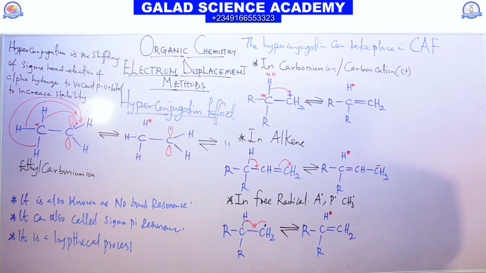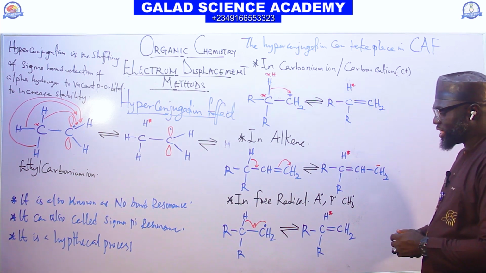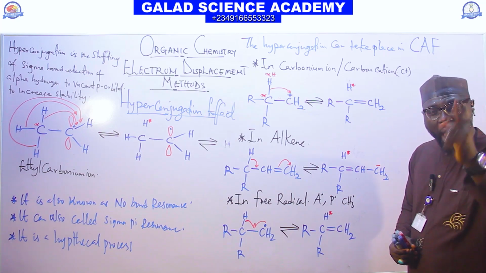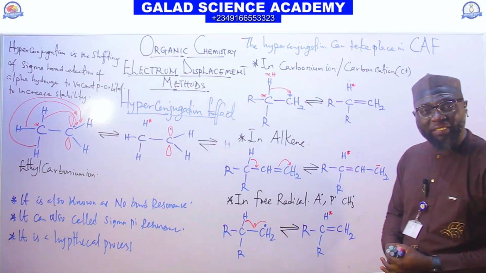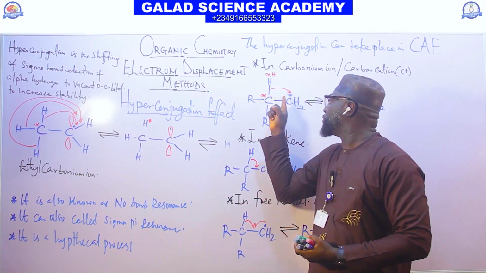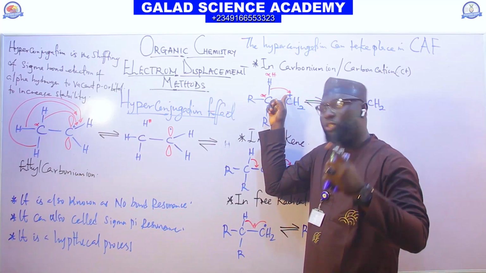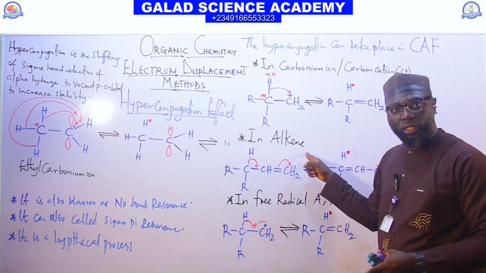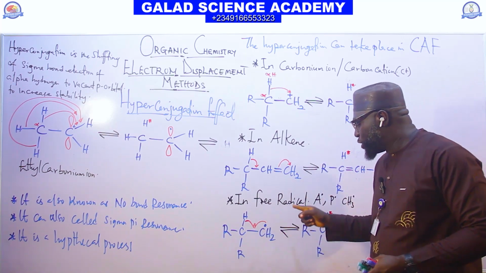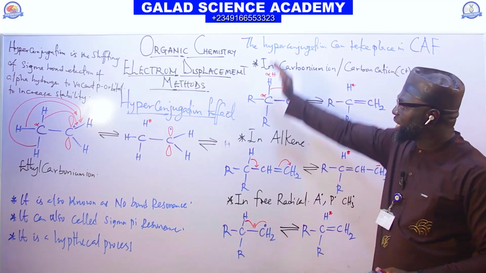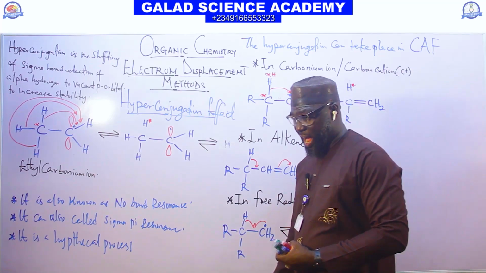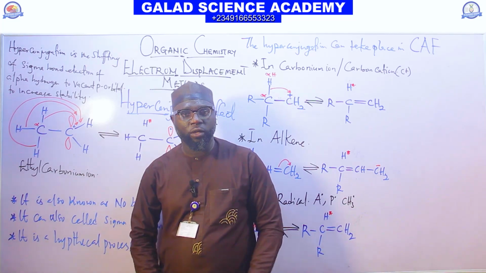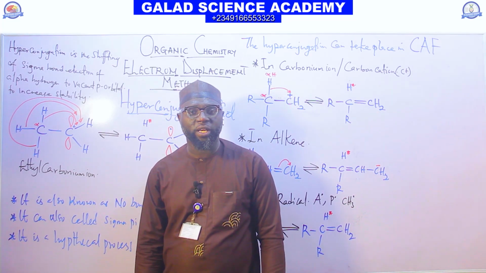If you have a question in the exam, which of the following does not undergo the hyperconjugation effect? Check it. If the compound contains a positive carbon ion, a carbonium ion, it will undergo it. If it has a double bond, it will undergo it. If you have a dot radical, it will undergo it. These are the three common examples of hyperconjugation.